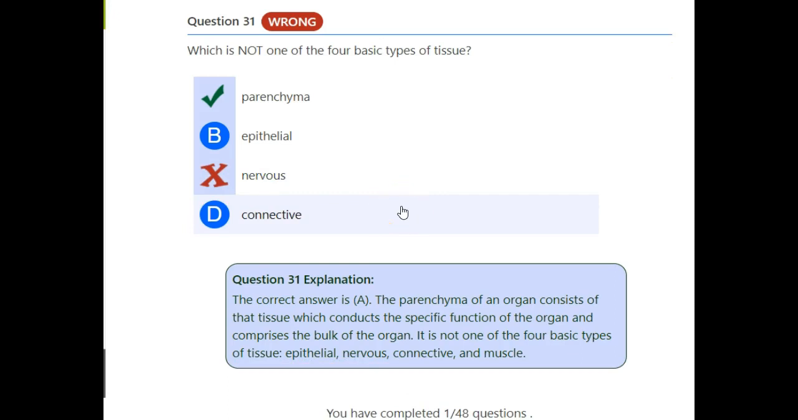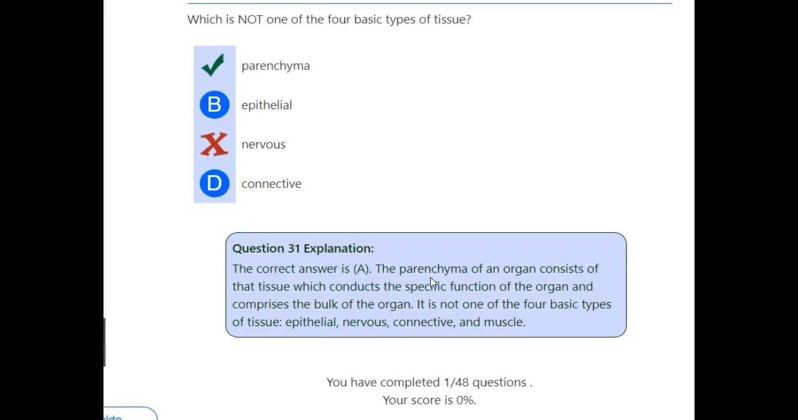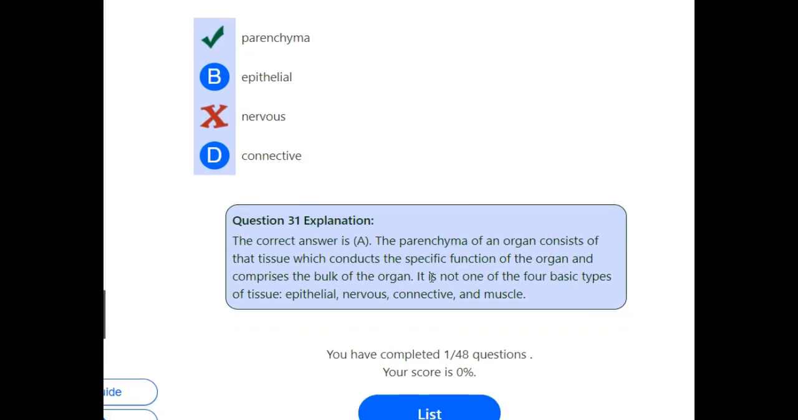The correct answer is A. The parenchyma of an organ consists of the tissue which conducts the specific function of the organ and comprises the bulk of the organ. It is not one of the 4 basic types of tissue, which are epithelial, nervous, connective, and muscle.